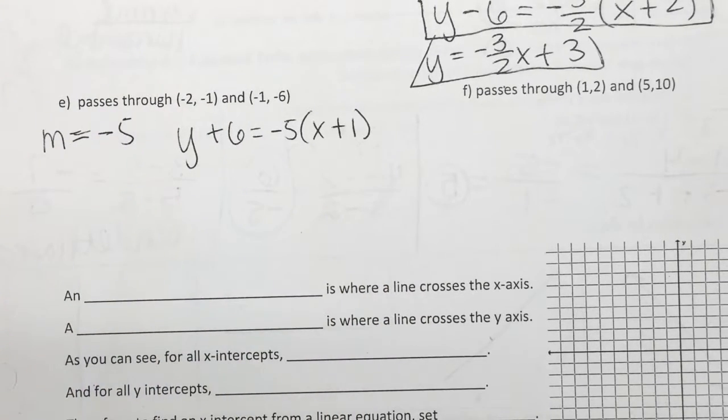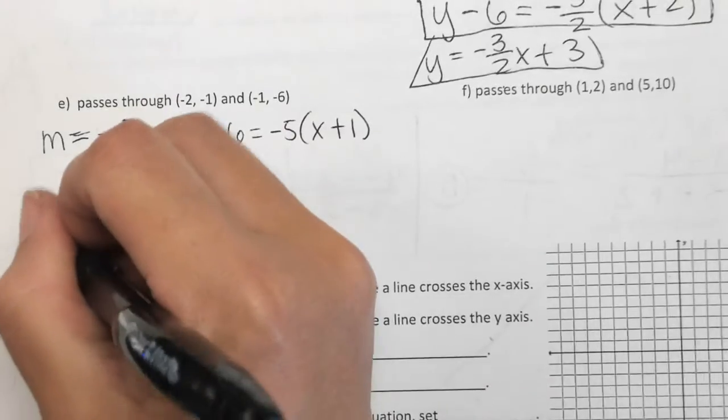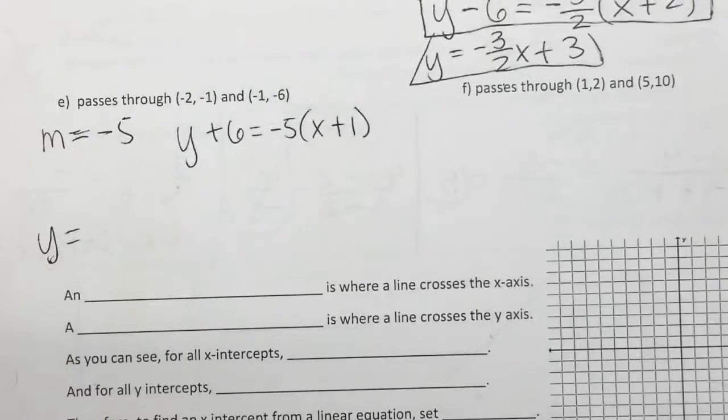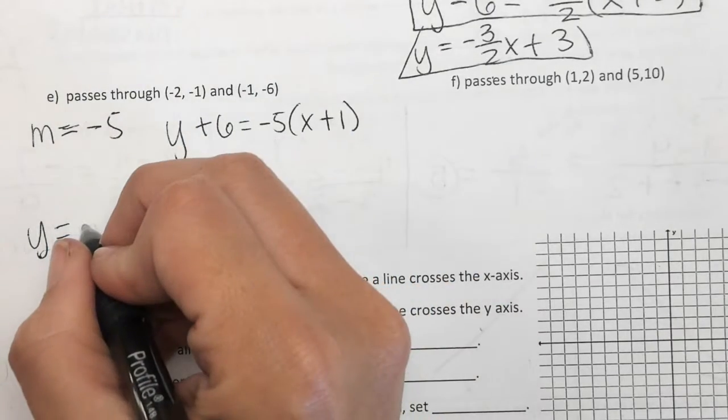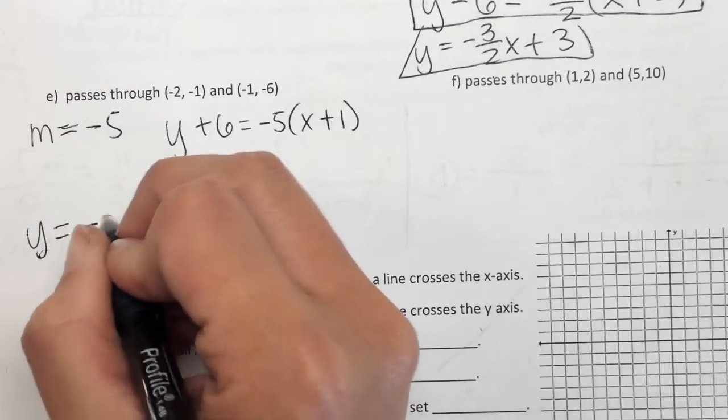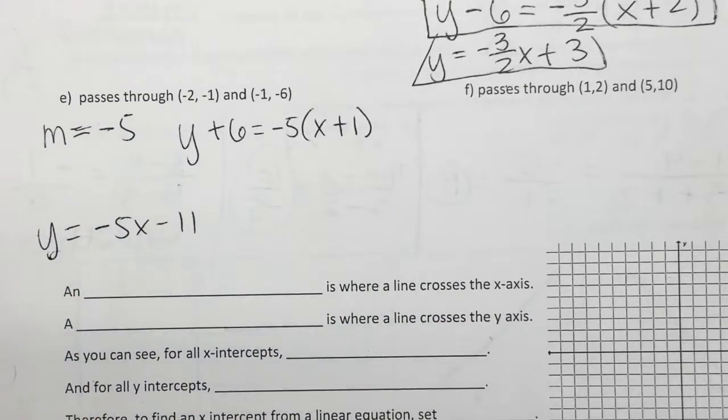The other point? That's fine too. So your slope intercept form should be what, everybody? y equals negative 5x minus 11. Good. Do I need to go over this one?